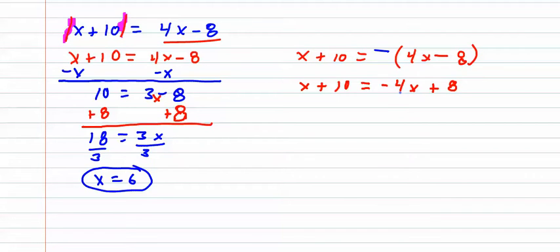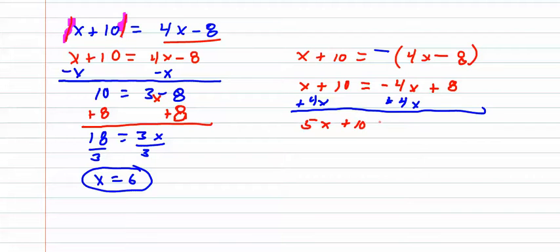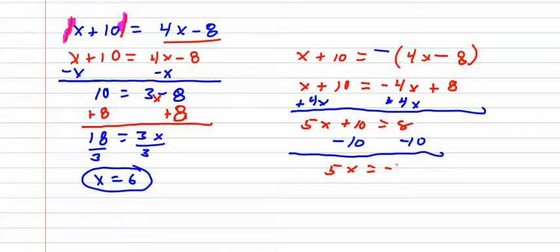Over here, I'm going to add 4x. And I end up with 5x plus 10 equals 8. Subtract 10. And I get 5x equals negative 2. Divide both sides by 5. And I have x equals negative 2 fifths.